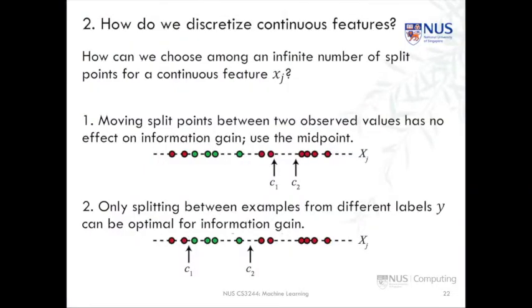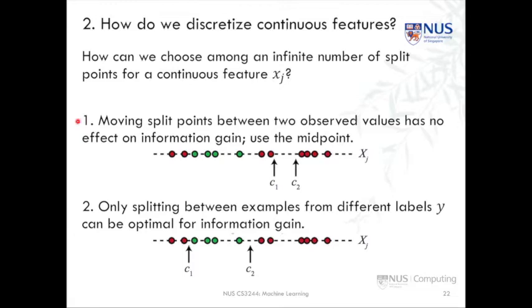The second part of the problem is deciding how to discretize continuous features. For example, if I have humidity being a real value number, how do I decide where to stop and create a partition to make another class? Because there's an infinite number of places to split the real valued number line, how would we do it?